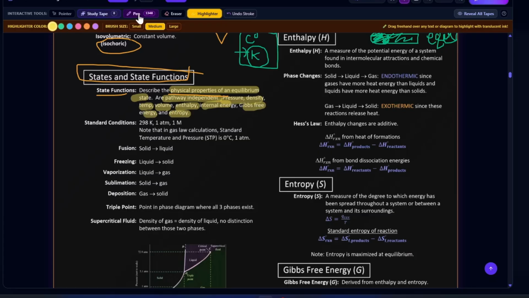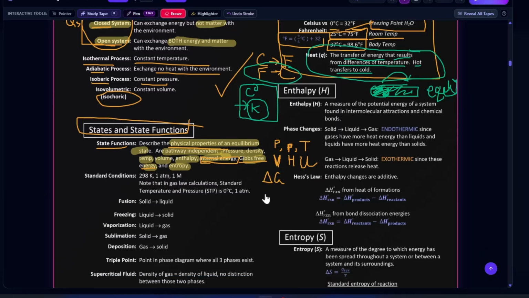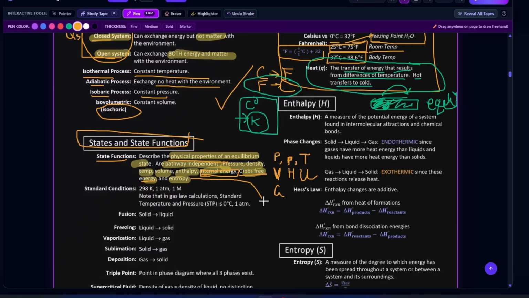So in other words, P is for pressure, little p is for density, and T is for temperature. If you ever see them in formulas, these are what the variables usually look like. V is big V for volume. Enthalpy is usually big H. Internal energy is usually U, I believe. Gibbs free energy, we've seen that multiple times. We've seen it as delta G, but alone it's just G. And entropy is S, as we see right down here. And enthalpy is H, as we see in this box.